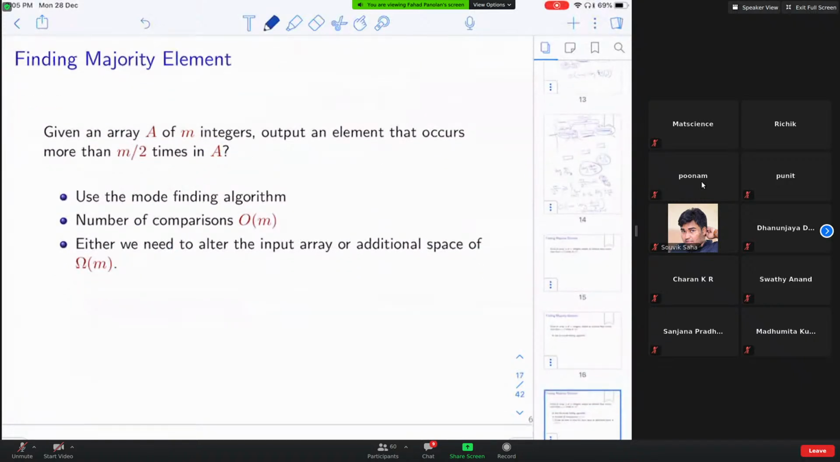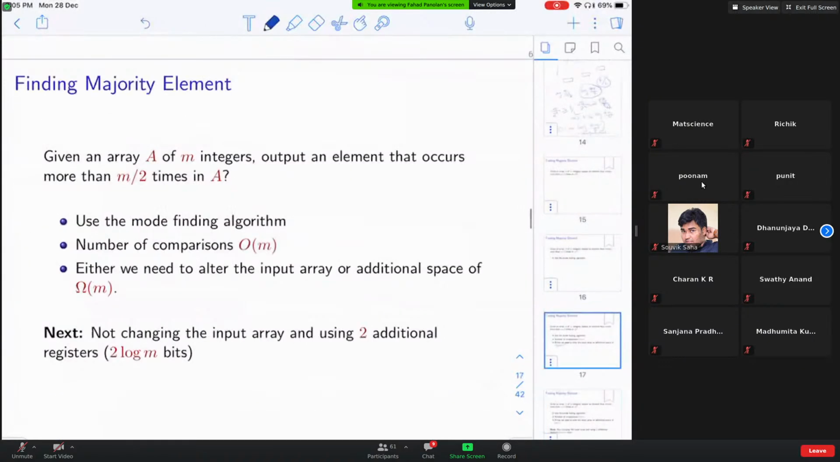Now here is the point. Either I need to use additional space, which is the space for all the blocks, or I can reuse the input array, where I need to alter it, like I need to keep blocks in the same input array. And if I'm not allowed to change my input, then I have to use additional space. That additional space is at least omega m. So suppose I don't want to use this much space.